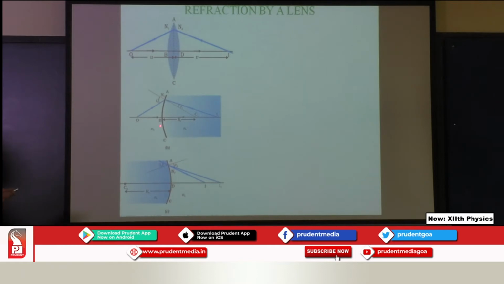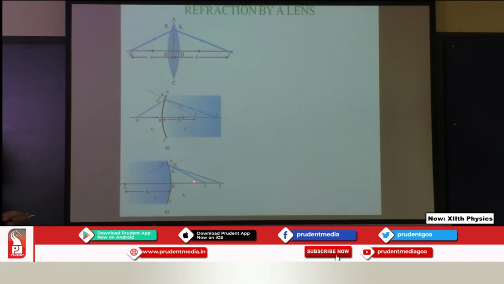Let us go for the next part, that is ADC. Now, for the surface ADC, the image which was formed over here, I1, is acting as the virtual object and the final image is formed at I.